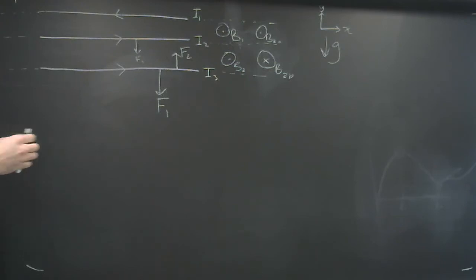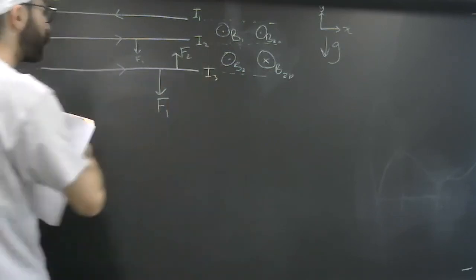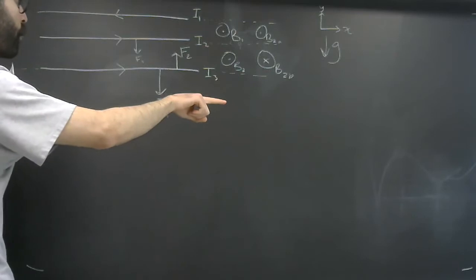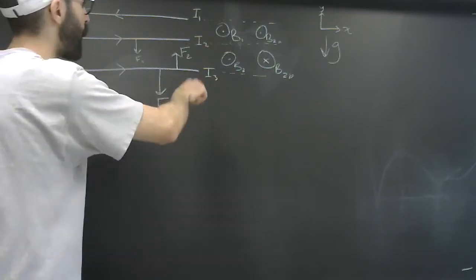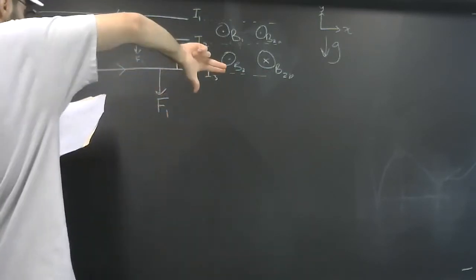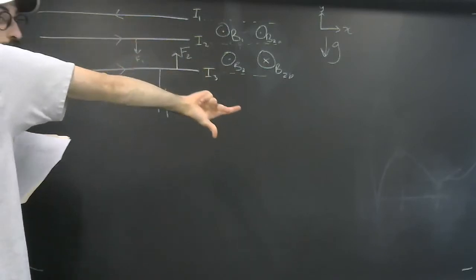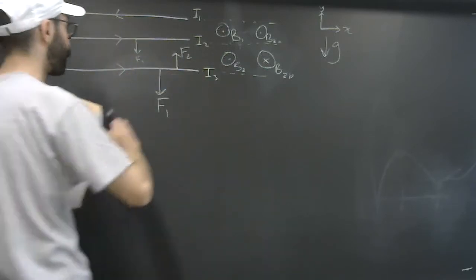Next, we're going to be looking at the effect of I3 on I2. Finger in the direction of I2, middle finger in the direction of the field by I3 out of the page, and thumb in the direction of the force, downward again.